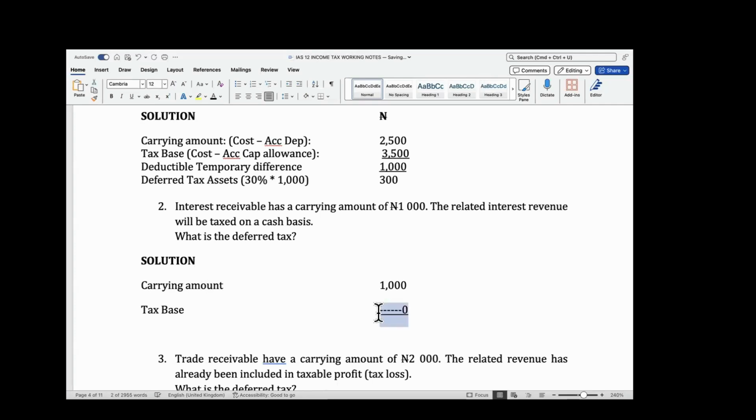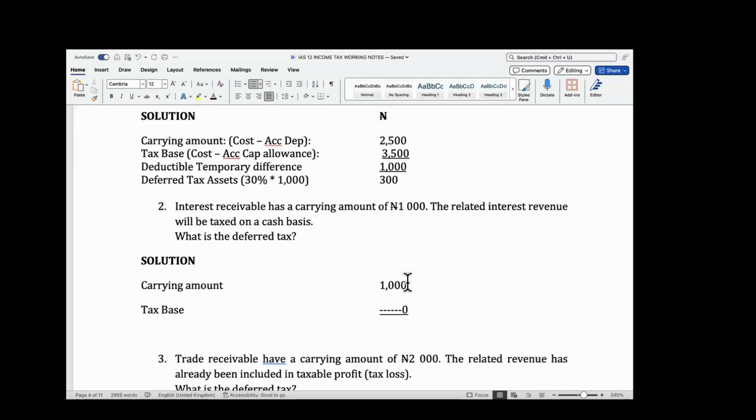Zero. The taxman is going to recognize zero in his own books today, because we're told that the related interest revenue will be taxed on a cash basis. So the taxman is saying that this interest receivable, I'm not going to tax it now. I'm going to tax it on a cash basis. I will tax it when you actually collect this interest.